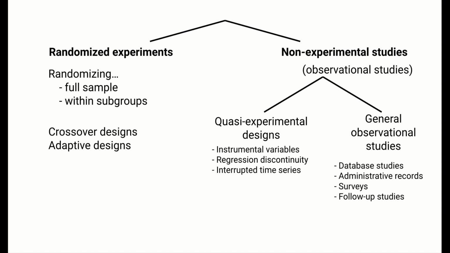Other types of observational studies will broadly be called general observational studies. Data sources for these studies can include databases of information, administrative records, surveys, or follow-up data collected from study subjects over time. Now, let's look at some quasi-experimental study designs.